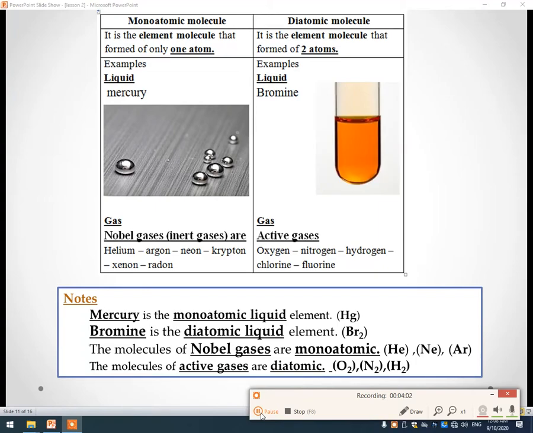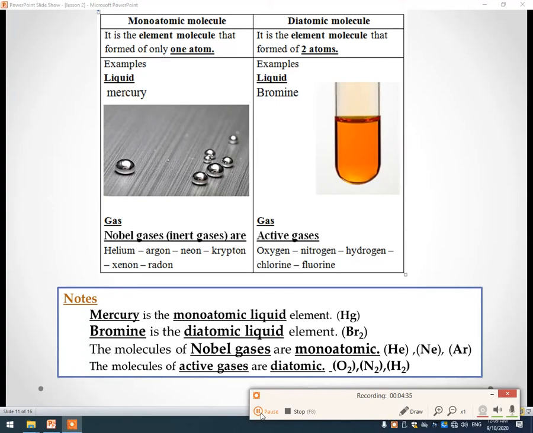Okay, so for example, if I ask a give-reason question: give reason, helium is a monoatomic molecule. Why? Because it is formed of only one atom. Okay, we have some examples of the diatomic molecule in the liquid state, which is bromine. Bromine is a liquid diatomic molecule. We have again some examples of the diatomic molecule in the gas state.